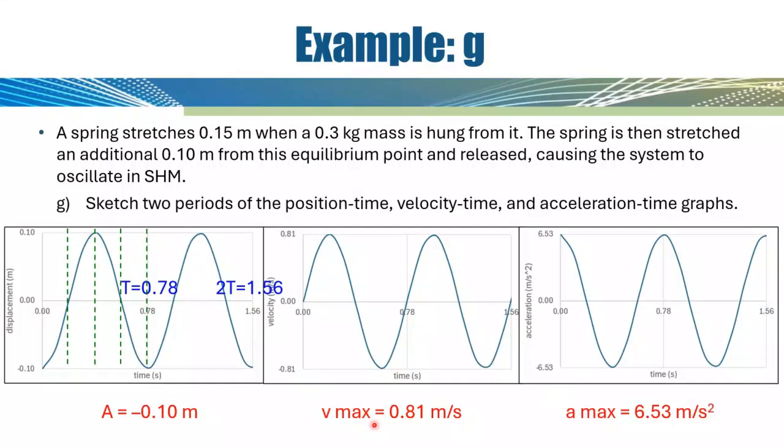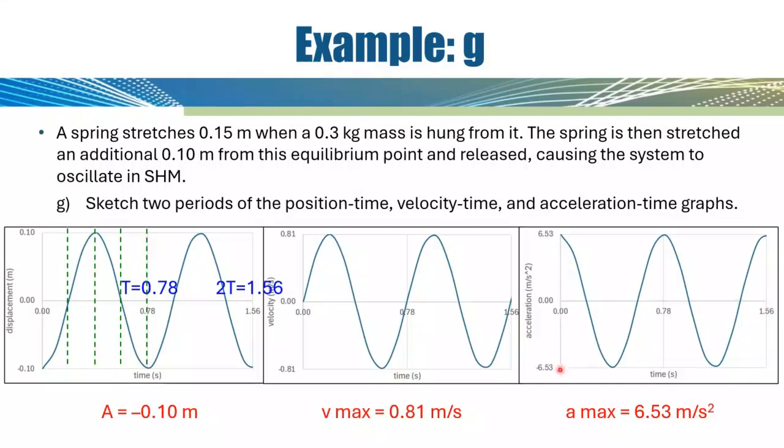When we get to the acceleration time graph, we remember that the acceleration time graph is the same as the displacement time graph. It's just flipped upside down. Because when I pull it down a negative 0.1, in the negative x direction, we know that the restoring force and the acceleration have to be positive according to Hooke's law. So it's going to be the same shape, just flipped upside down, and we're going to keep the 0.78 seconds and the 1.56 seconds for period on the x-axis.